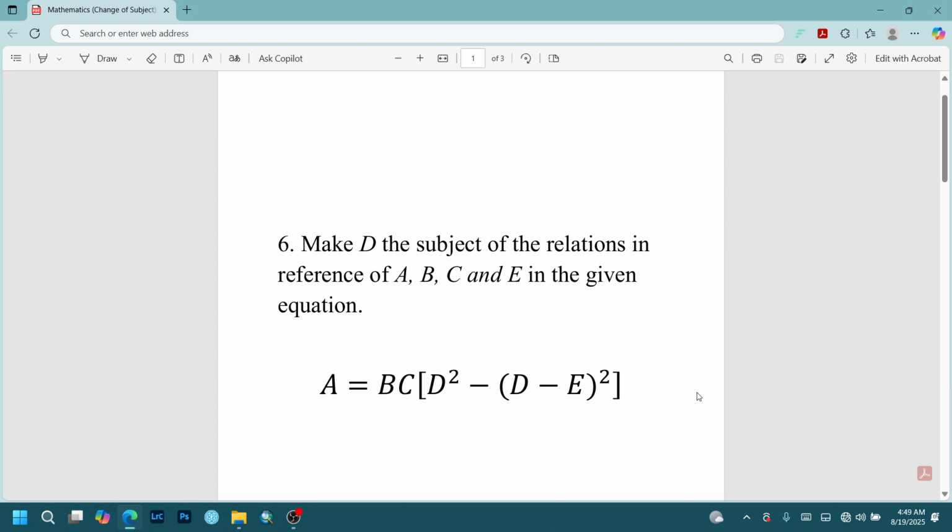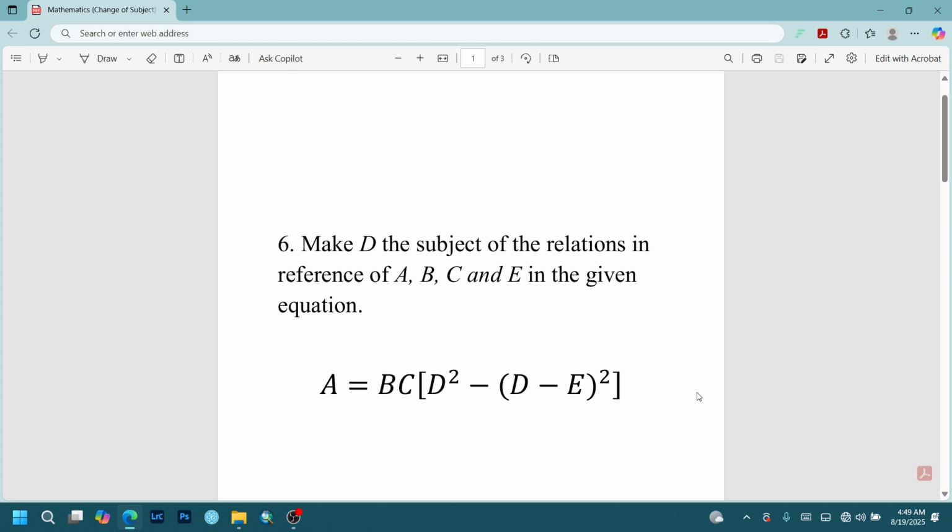In today's series, we will be solving an educative and engaging question in mathematics: change of subject. So let's quickly delve into the question. This is series 6, and our question for the day is: make D the subject of the relation, in reference to A, B, C and E in the given equation.